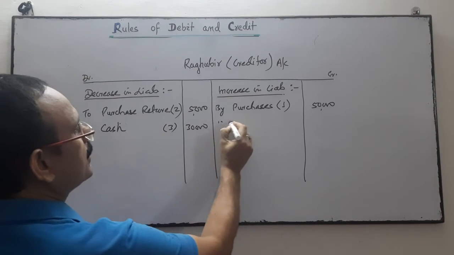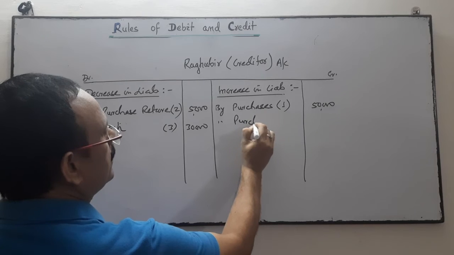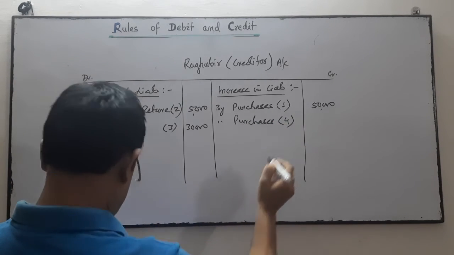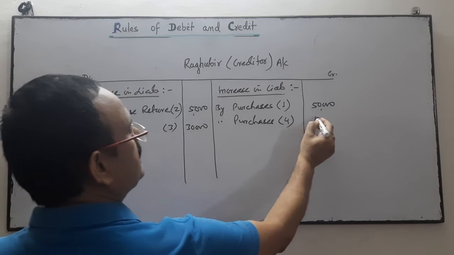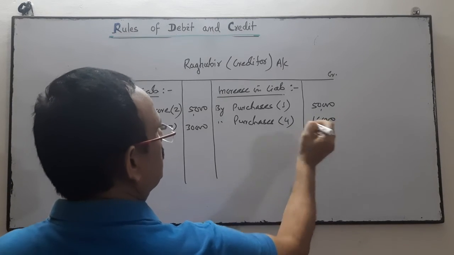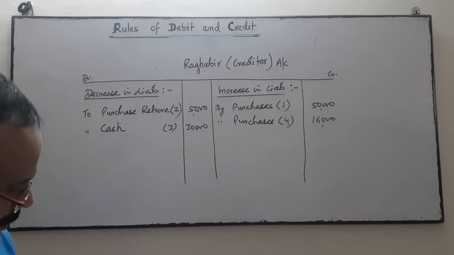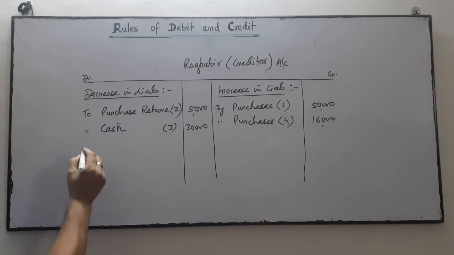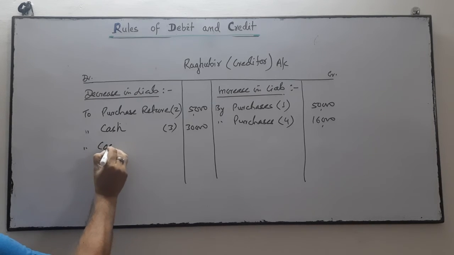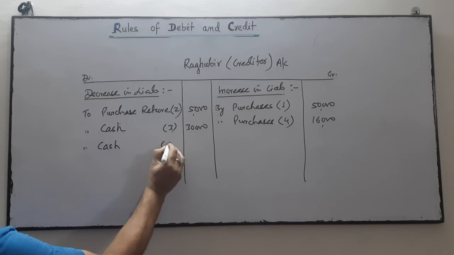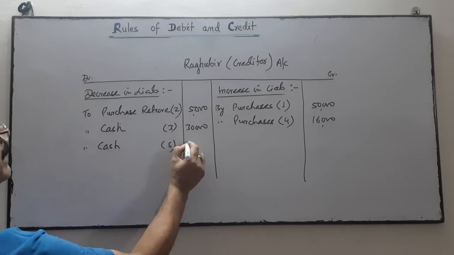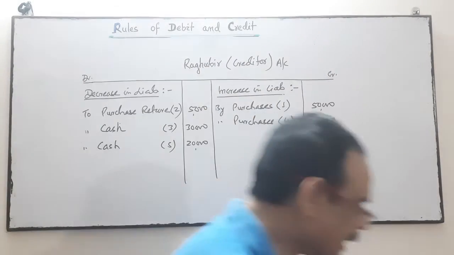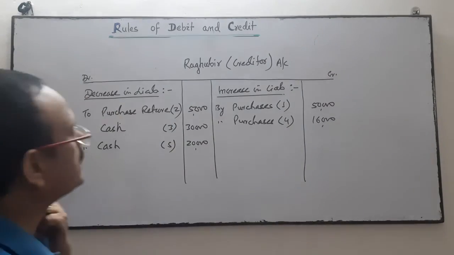Okay. Next, purchase goods from Raghuveer on credit. Again we have purchased the goods on credit. Our liability again increases by the amount of rupees 16,000. This is transaction number 4. Paid to Raghuveer again. When we pay the amount to Raghuveer in cash, our liability will decrease. We have paid 20,000 to Raghuveer. So our liability will decrease by 20,000.